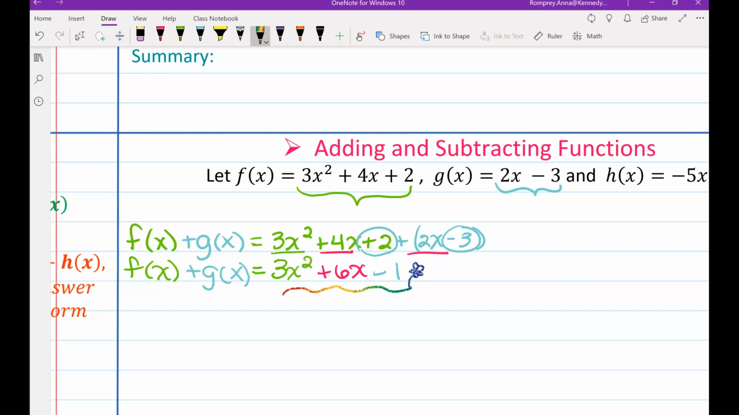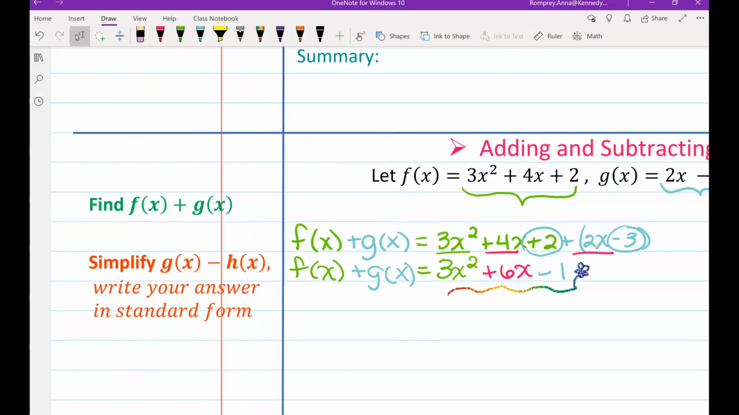That's it. That's literally all you have to do. So we're applying principles that we've already learned, adding, subtracting, multiplying, a little bit of dividing polynomials, and we're just applying them to function notation. So nothing new here, it's just a different application. All right, so let's look at the next one. Simplify g of x minus h of x. Write our answer in standard form.